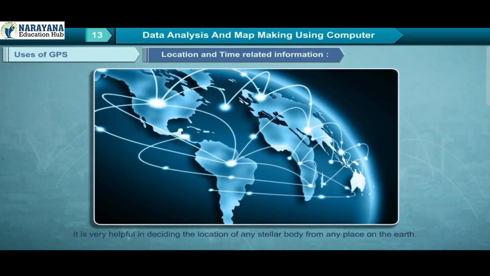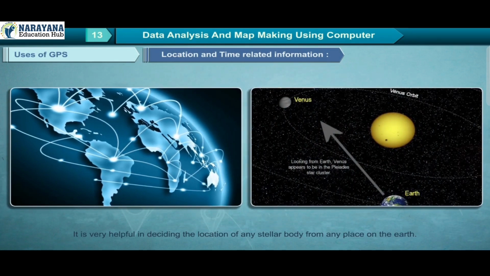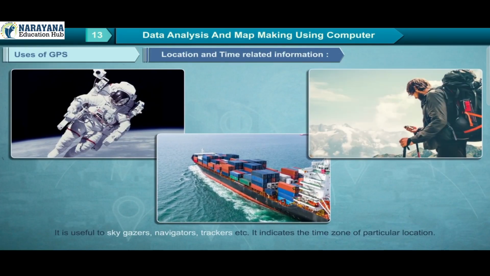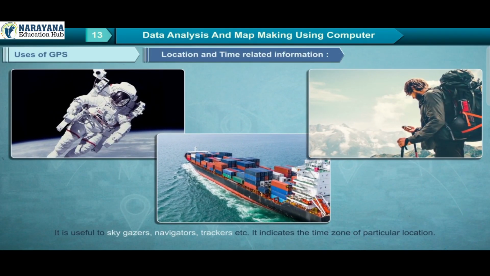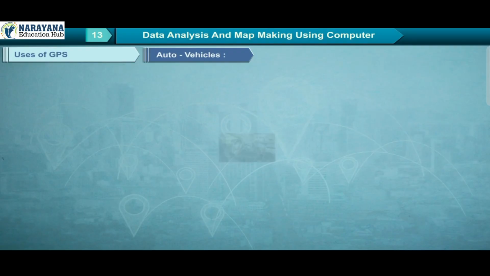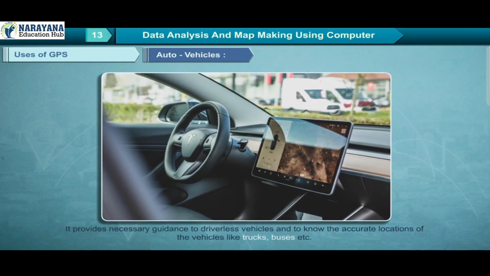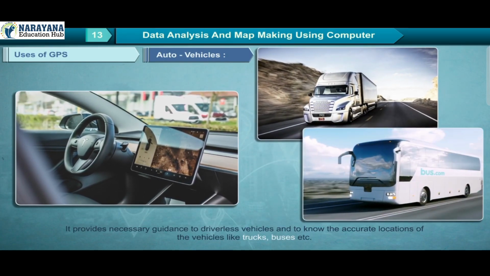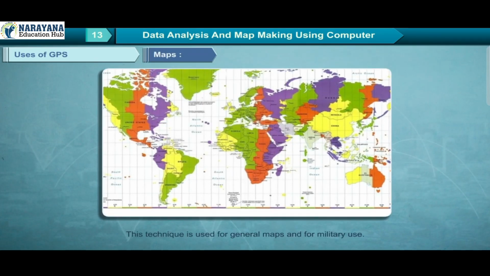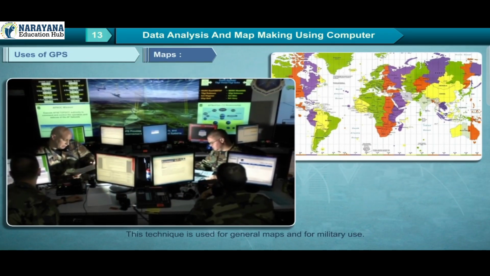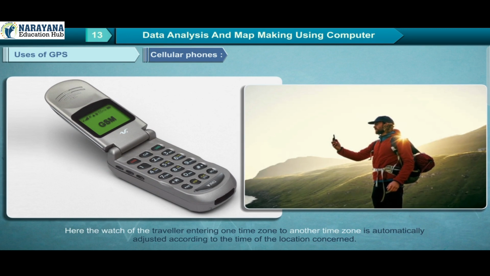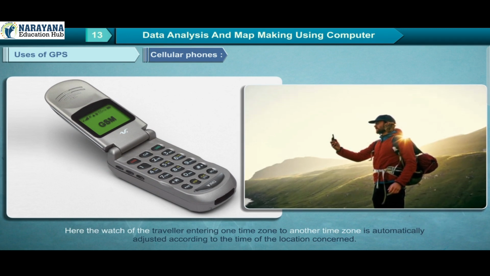It is very helpful in deciding the location of any stellar body from any place on the Earth. It is useful to sky gazers, navigators, trackers, etc. It indicates the time zone of a particular location. Auto vehicles. It provides necessary guidance to driverless vehicles and to know the accurate locations of vehicles like trucks, buses, etc. Maps. This technique is used for general maps and for military use. Cellular phones. Here the watch of the traveler entering one time zone to another time zone is automatically adjusted according to the time of the location concerned.